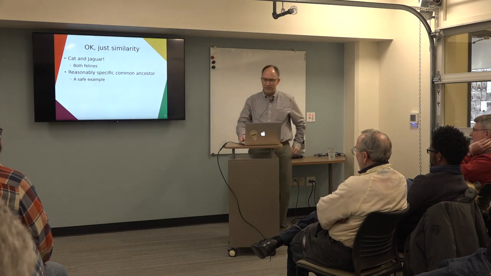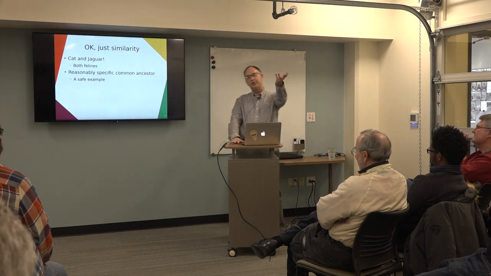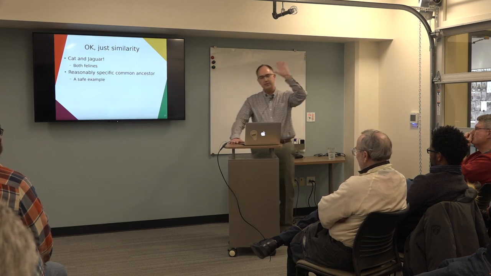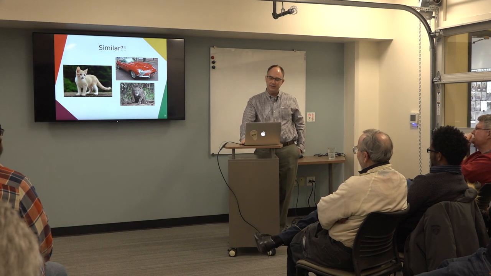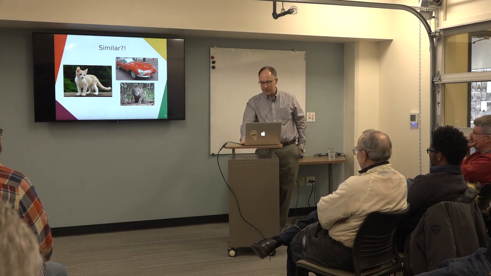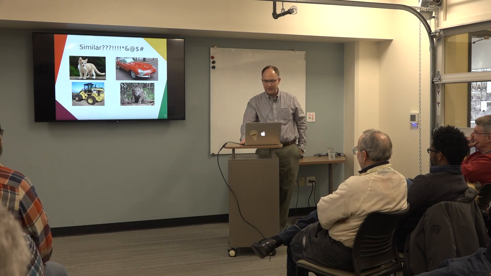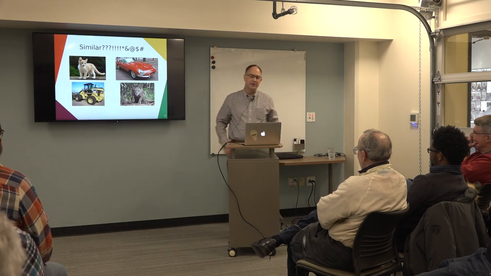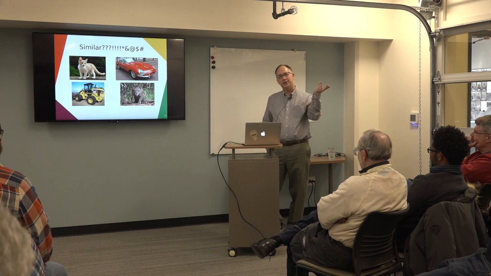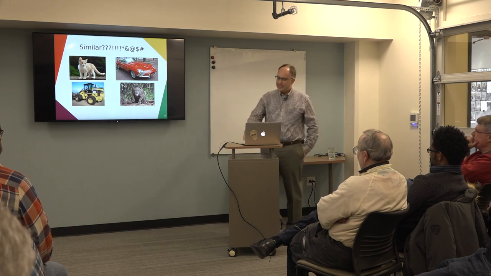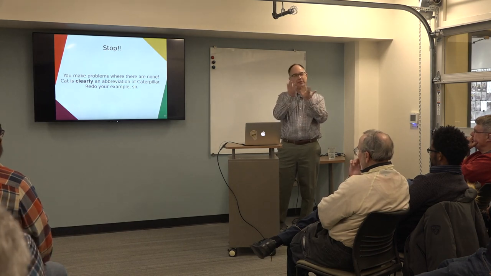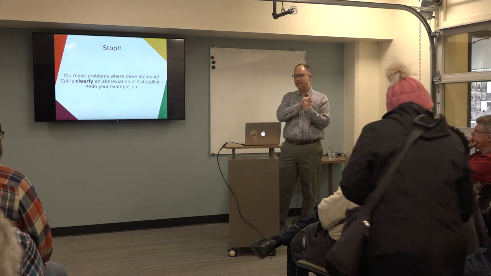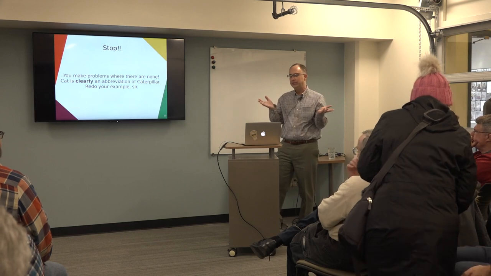Maybe you can anticipate me here. Cat and jaguar are both felines, reasonably specific common ancestor. Pretty safe example, right? Oh, okay, so there's a cat and a jaguar and another kind of jaguar. And so where are we going with this? What's the message? Oh, wait, no, it's getting worse. There's another cat, a big yellow cat. And wait, am I just playing with examples here? Cat is an abbreviation of caterpillar.